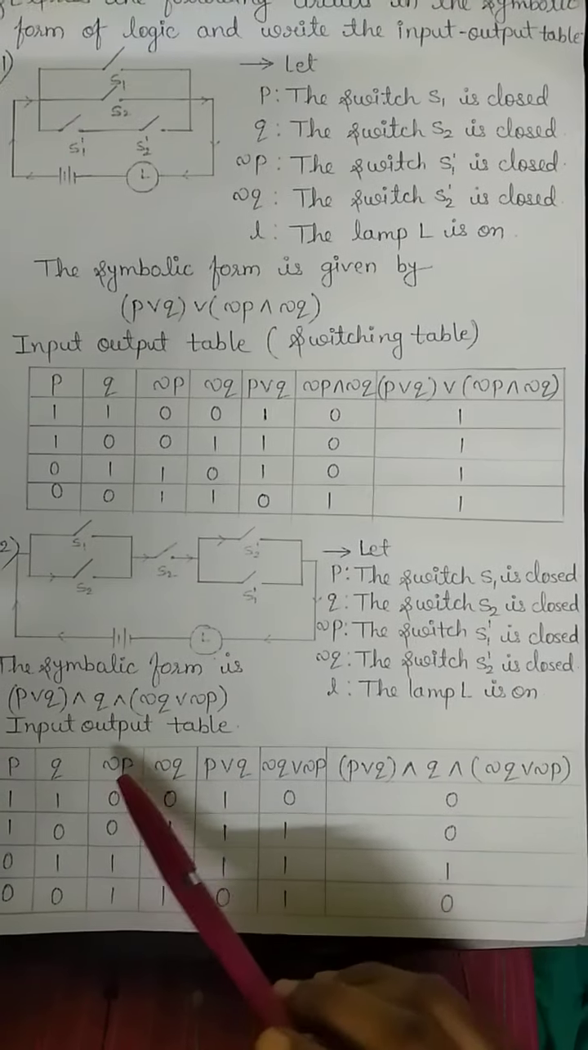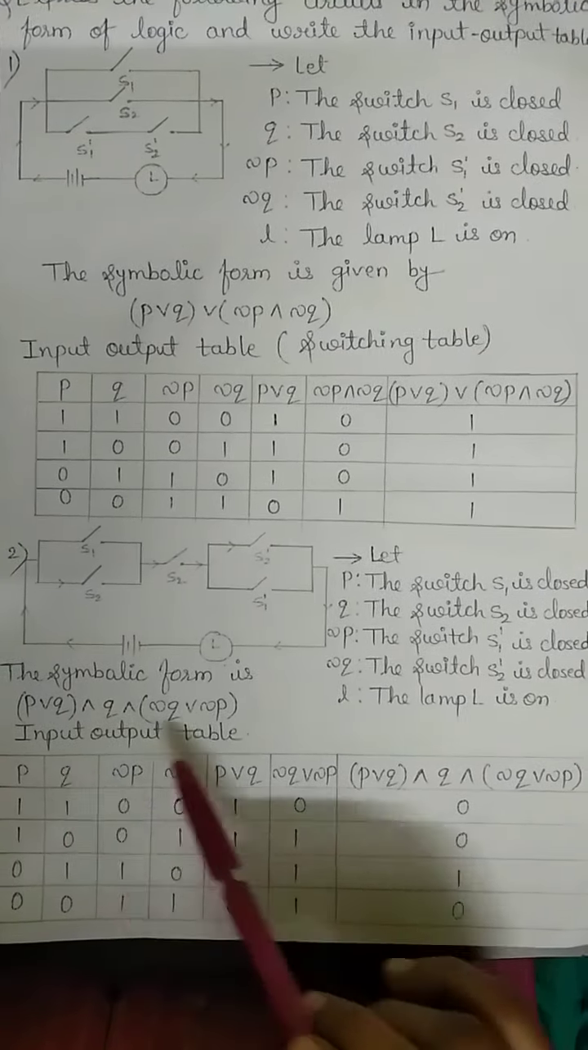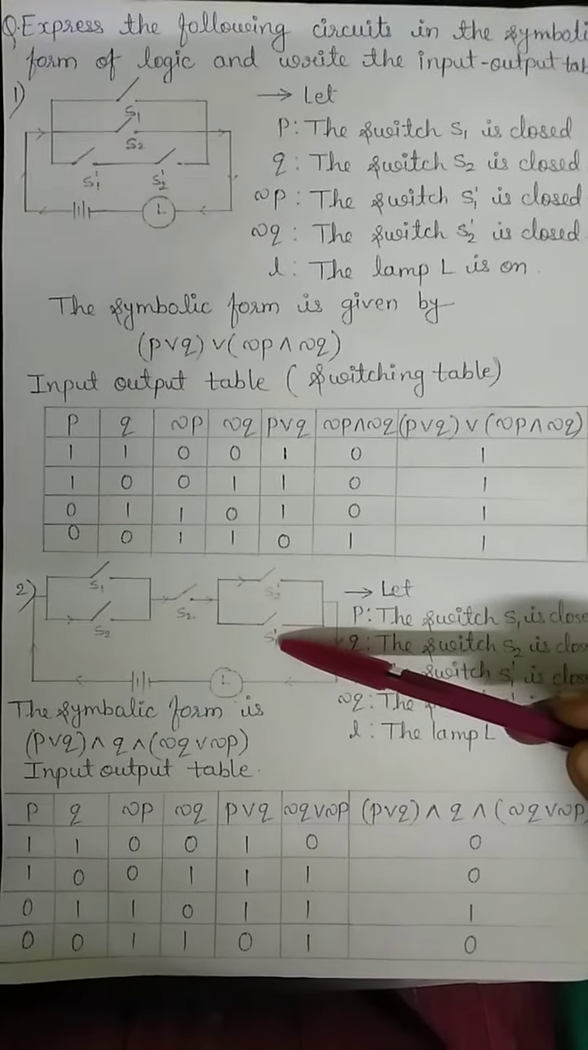Now for these three columns 1, 2 and 3 we will apply the logical connective AND. Means out of two possibilities, anywhere if we have 0, then the answer is 0. So 0, 0, 1, 0. So this is the input output table for the given circuit.